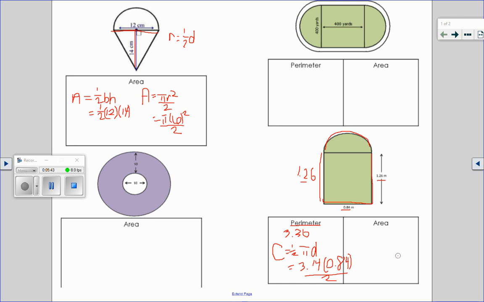So you should get about 1.31, and then you need to add this plus 1.31, and you will get your final answer. So you should have gotten that answer plus 3.36. You should have gotten 4.68. Your final answer for perimeter is 4.68.